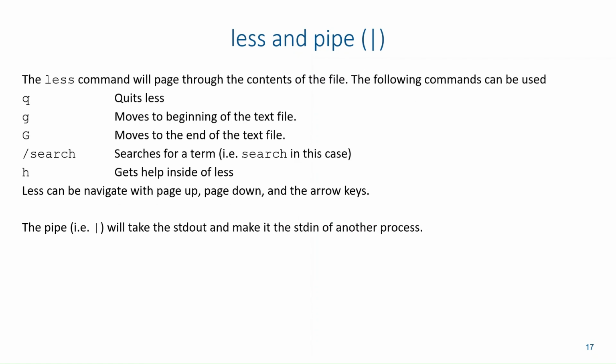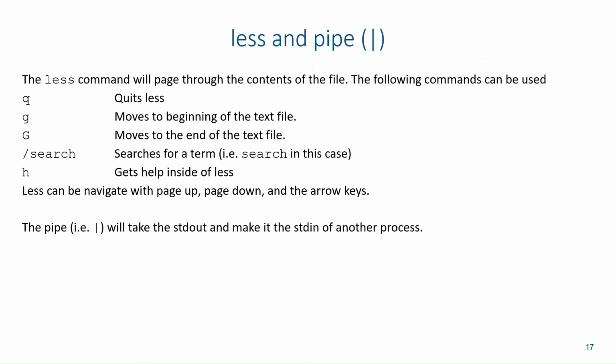The next command and operator are the less and the pipe operator. The less command will allow us to page through the contents of a file. So if there's a lot of contents that we need to navigate through, rather than actually having to scroll all the way through, we could have the less command just display one page at a time. Here are some useful keyboard shortcuts that you can use as you navigate up and down through the less command when you actually execute it.